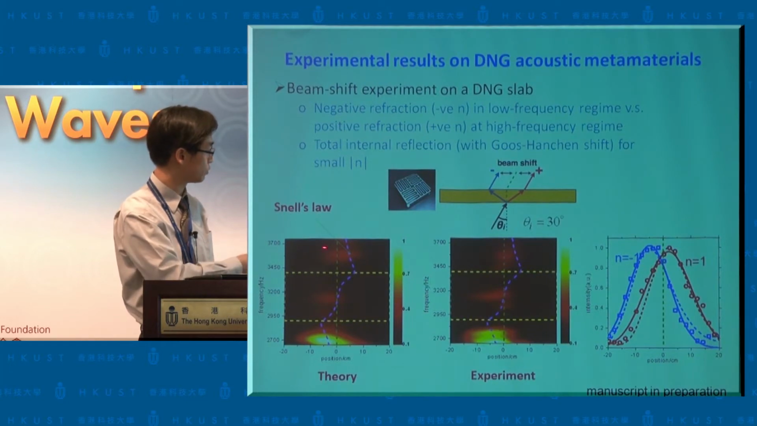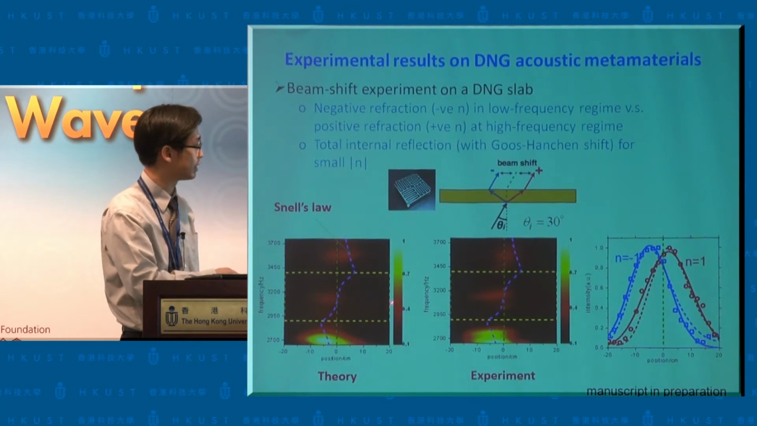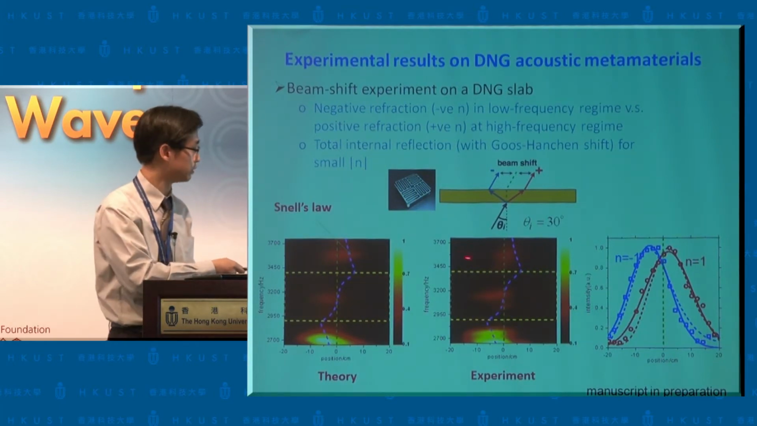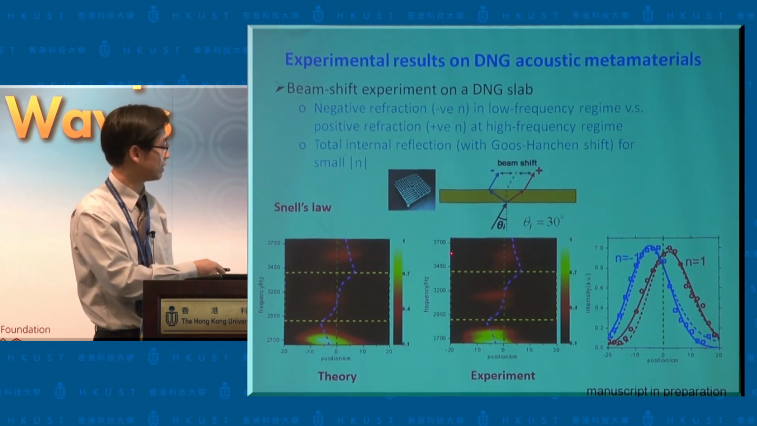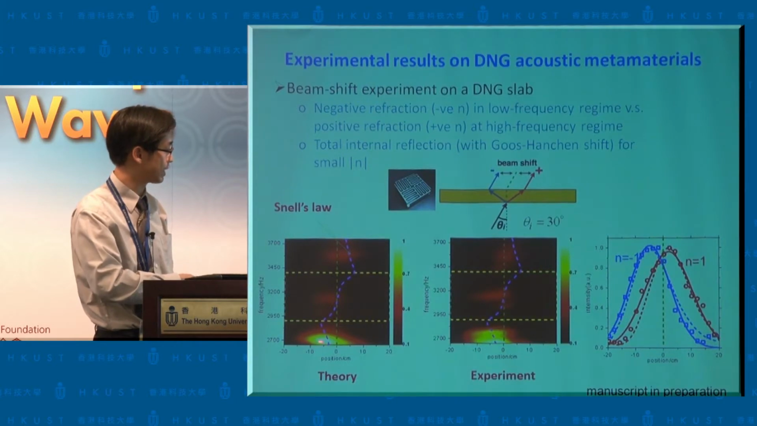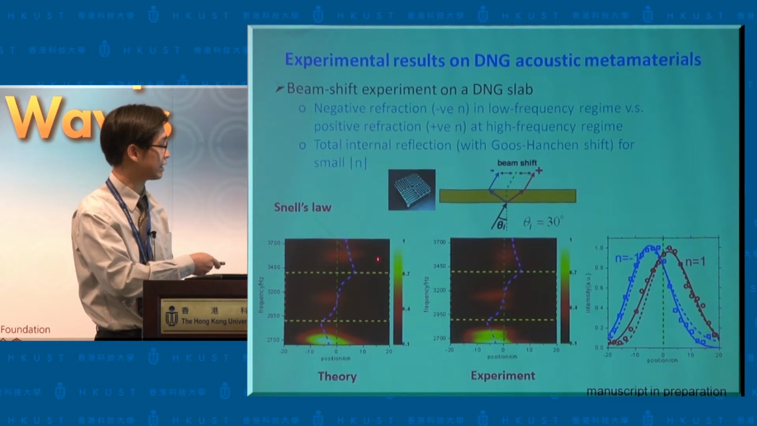So on the left, it shows the negative index. On the right, it shows the positive index. And you see that, again, they agree with each other, showing that the negative index in this regime shows up as negative refraction. The positive index here shows up as positive refraction. And they agree fairly well with Snell's law from the theoretical results, shown in the purple line also.